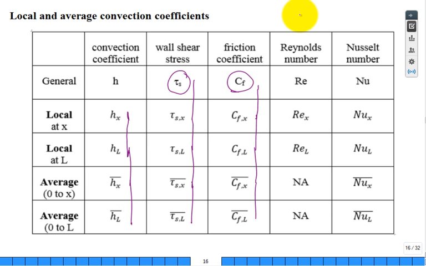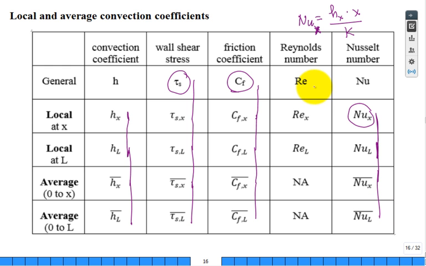Nusselt number. What's the Nusselt number? For our case, because we're doing flow over a flat plate, if you wanted to emphasize the length scale, you'd put a subscript x. The local Nusselt number as a function of x would be the convection coefficient at that location x times x divided by k. So that's what this is right here. And then you could evaluate the Nusselt number at the trailing edge at x equal to L, get the average from 0 to x, or the average from 0 to L.